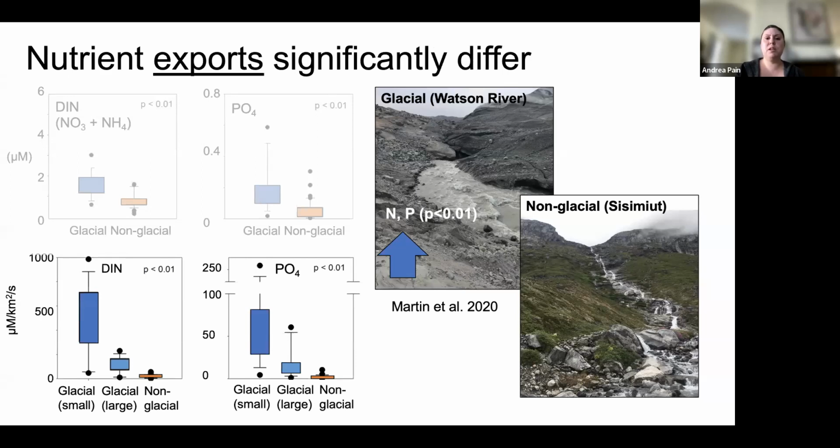And when we couple this to the discharge information to calculate the instantaneous exports, we again see a significant difference between the watershed types. So there's two different estimates for the glacial exports, and that's based on the large uncertainty in the watershed area of the glacial meltwater river. But we see that even when this uncertainty is factored into account, the glacial systems are exporting significantly more nitrogen and phosphorus than the non-glacial systems. So it suggests that the sources and the cycling of these nutrients is significantly different between these two different types of landscapes.